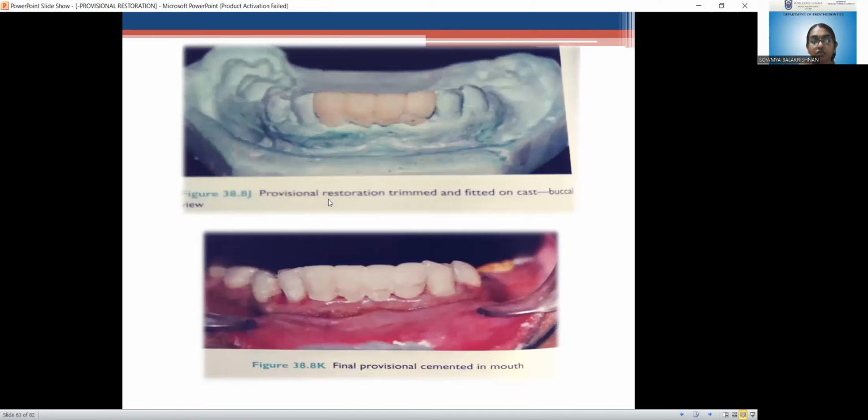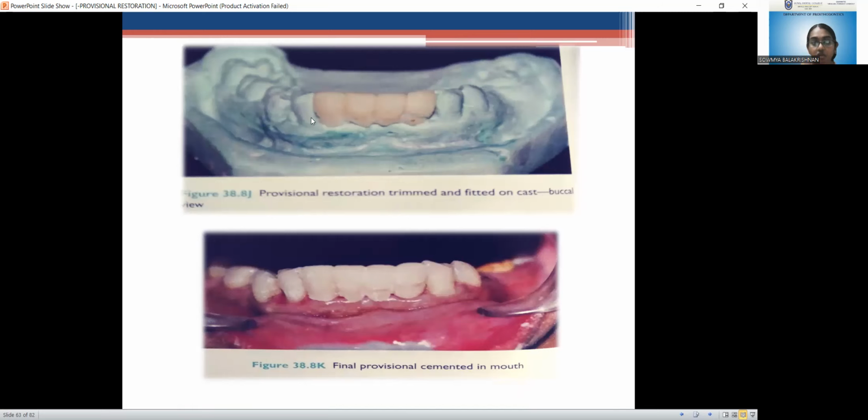So in this, the provisional restoration is trimmed and fitted on the cast, and this is the buccal view. In this case, the fabrication part of the provisional restoration is always done on the cast. We are not using the patient's help, or making this inside the patient's mouth. That is why we call it an indirect technique.